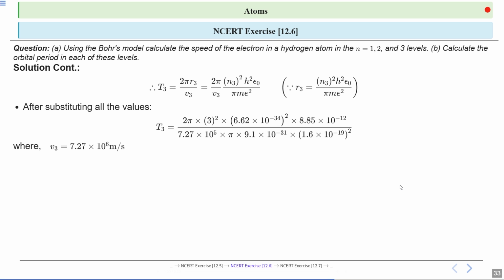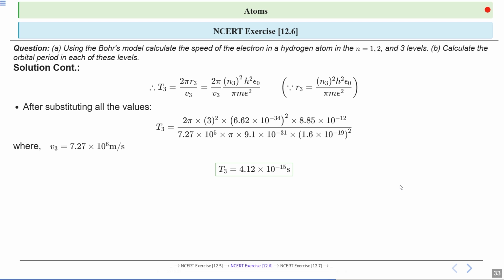Okay, so at this point it's important to clarify that V3, the speed of electron in the third orbit, is 7.27 times 10 to the power 5 meter per second. This value comes from an earlier calculation using the Bohr model formula for electron speed.